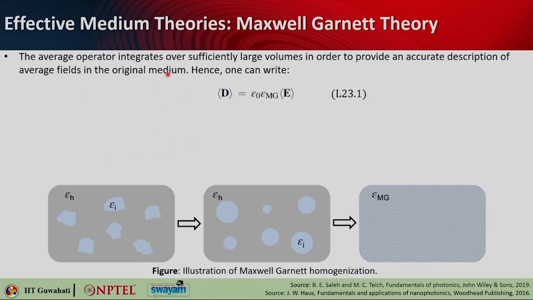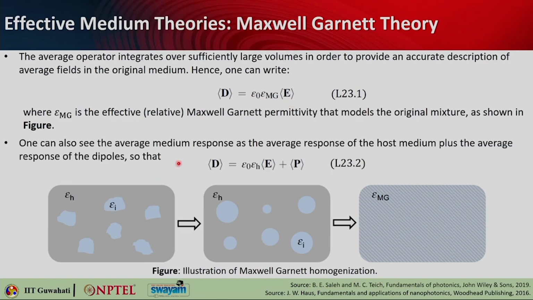The average operator integrates over sufficiently large volumes to provide an accurate description of the average fields of the original medium, and so you can write this expression: average D is epsilon naught epsilon_mg times the average electric field. Here epsilon_mg is the Maxwell-Garnett effective permittivity of this system. We have understood that this displacement field has two parts. One is the average response of the host medium alone, plus there is an average response of the point dipoles, which are basically the inclusions.